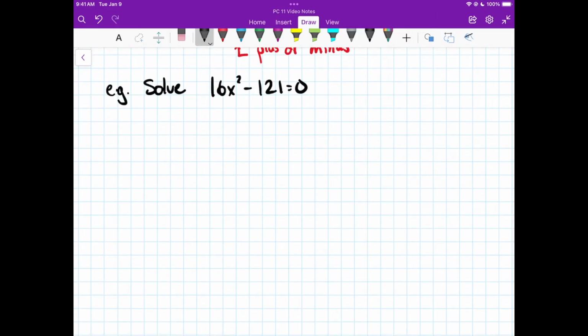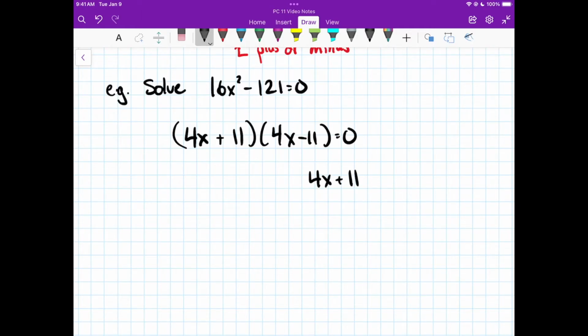All right, so if we factor this, 16x squared is going to get me 4x, 121 is going to get me 11, and so this is 4x plus 11 times 4x minus 11 equals 0. So if I break one of those up, it doesn't really matter which one, say the plus. So we've got 4x plus 11 equals 0. I want to solve that, so I'm going to subtract 11 on both sides, which is going to get me 4x equals negative 11. I'm going to divide by 4, which is going to get me that x is negative 11 over 4.